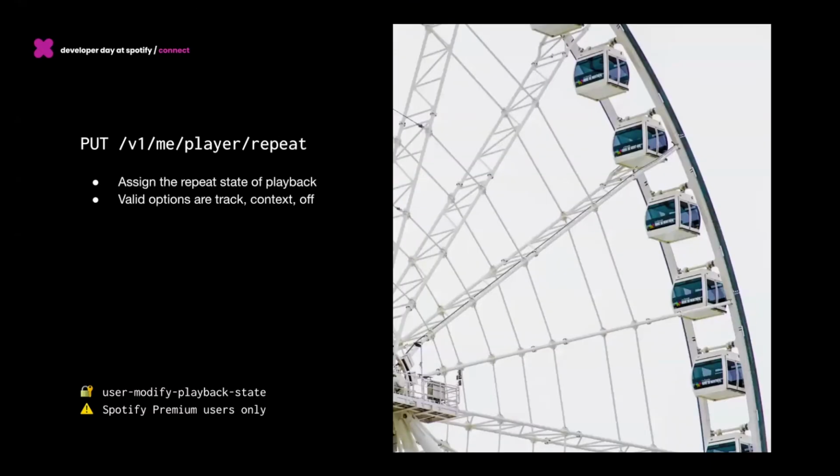So another feature that you will have seen in the screenshot that I shared of the web player is the ability to adjust the repeat state of playback. And as you can guess, we support that using the player API too. So the player/repeat endpoint can be used to set the repeat state to repeat the currently playing track or podcast episode, to repeat the currently playing context, or you can, of course, use that endpoint to disable repeat as well.